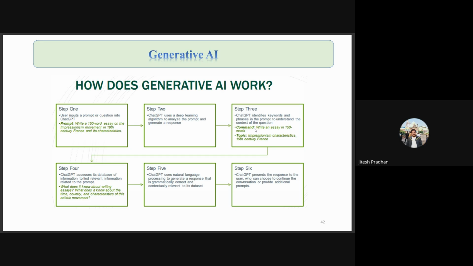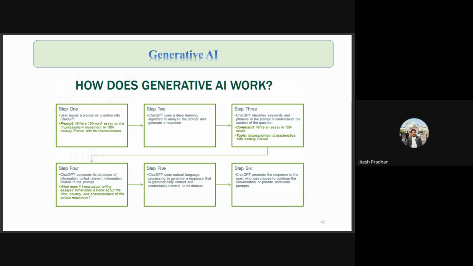The transformer model takes two types of input. The first is the word sequence and its position embedding also, so the position in which the word is occurring and the word itself. From that, it will identify the keyword phrases in the prompt. From the prompt it has taken the command, write an essay in 150 words. So it has divided the entire prompt into two parts: one as a command, another as a topic. The command is write an essay in 150 words, and the topic is impressionism, characteristics, 19th century France.